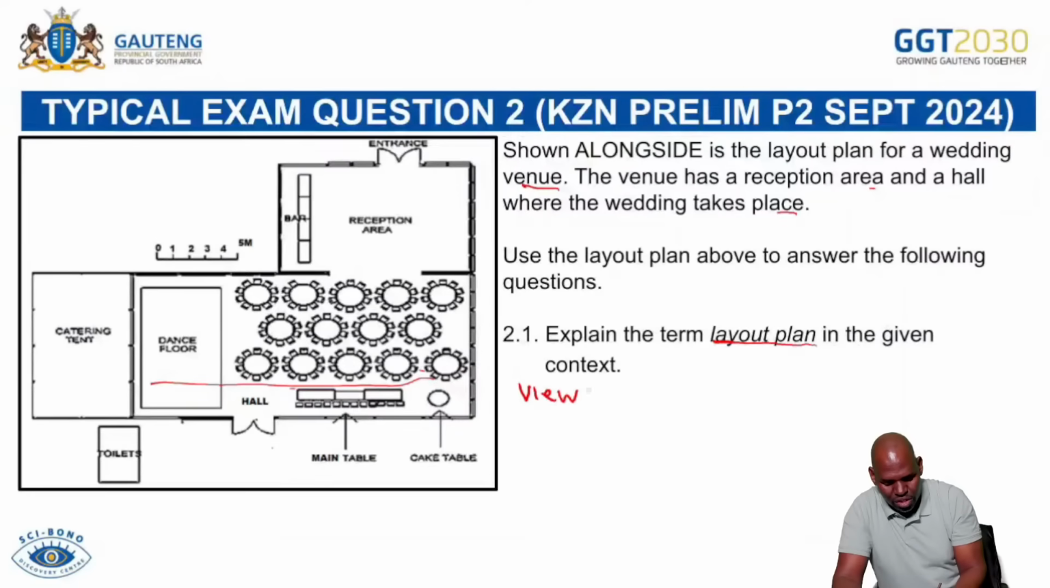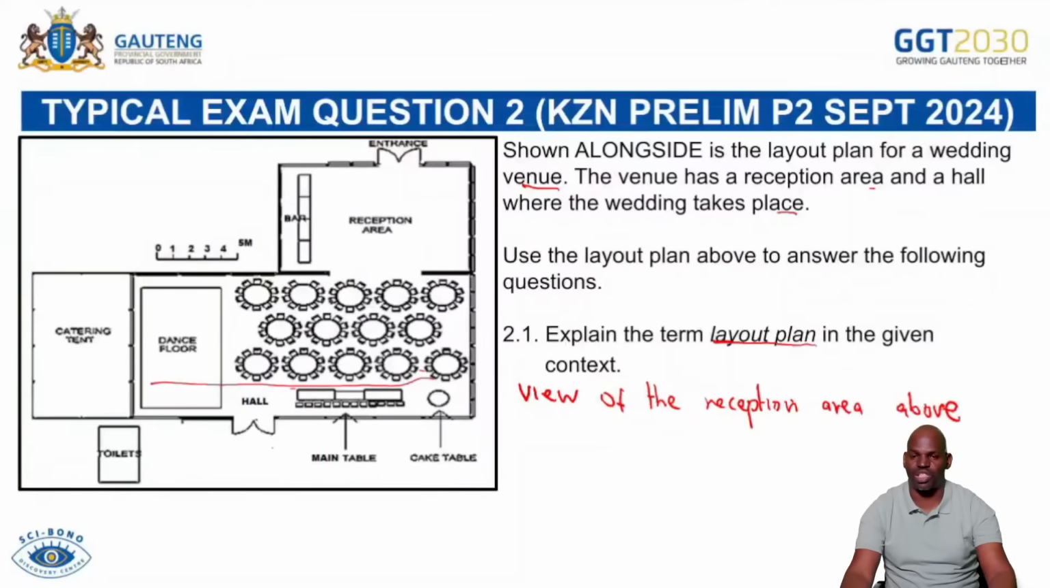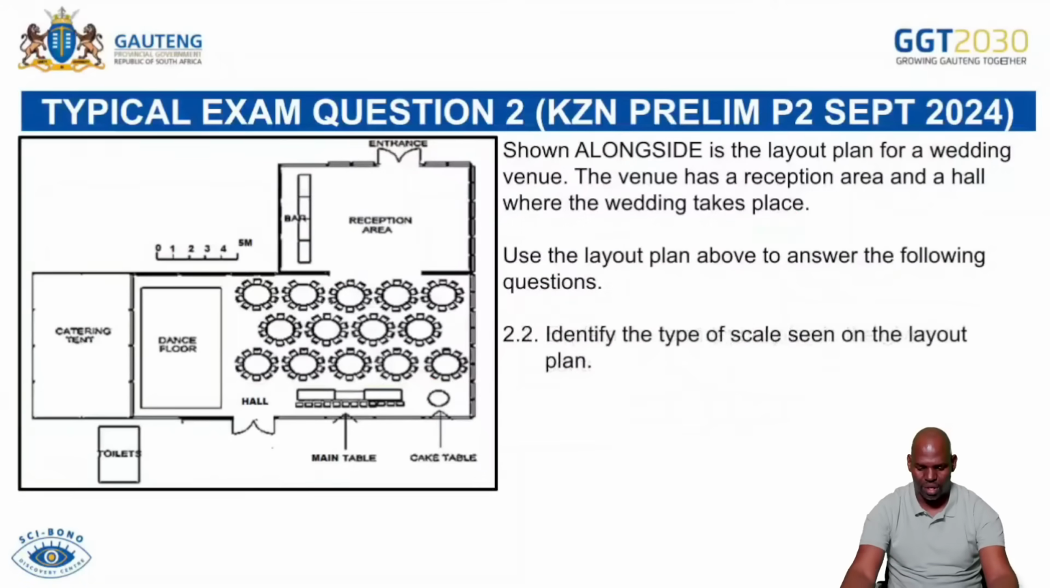So this one is explain the term layout plan. This is the view of the reception area from above. You can actually just explain it using your own words. You don't necessarily have to follow exactly my answer, but your own relevant explanation will also be acceptable.